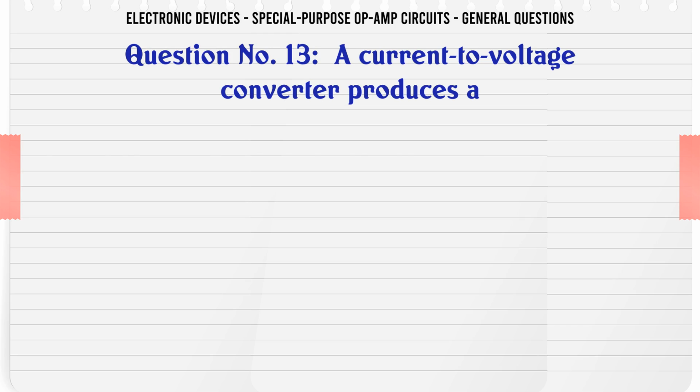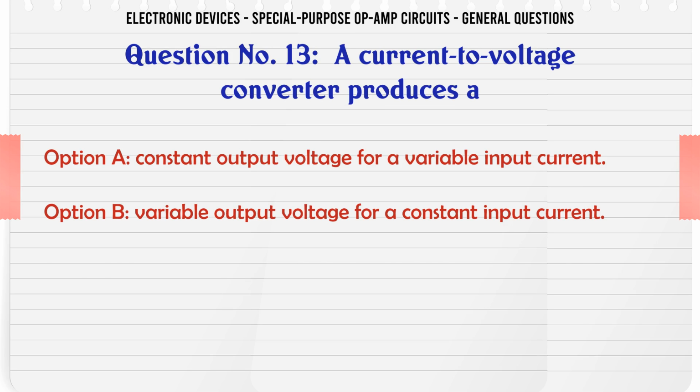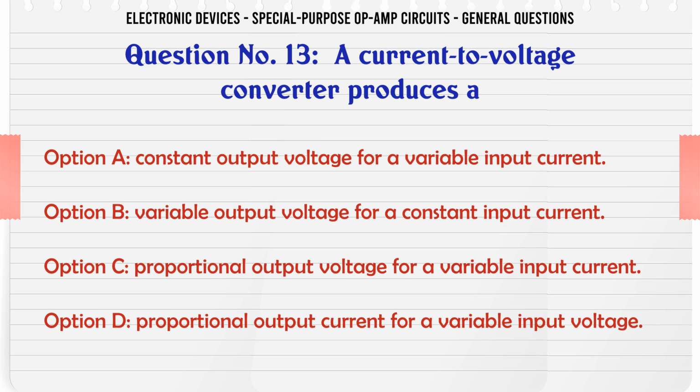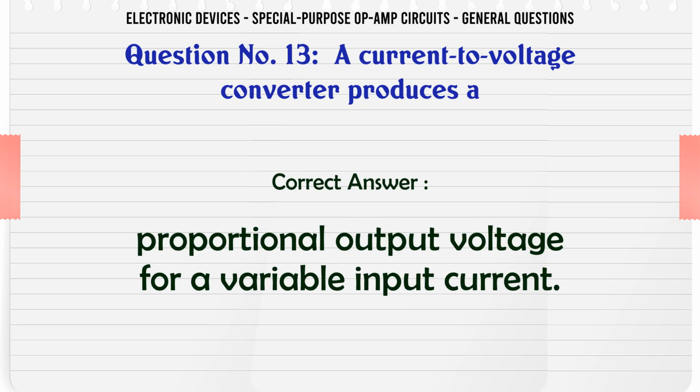A current to voltage converter produces: A. Constant output voltage for a variable input current, B. Variable output voltage for a constant input current, C. Proportional output voltage for a variable input current, D. Proportional output current for a variable input voltage. The correct answer is proportional output voltage for a variable input current.